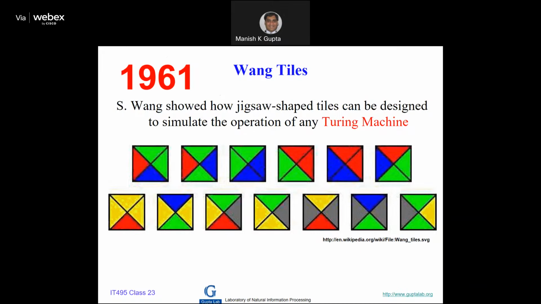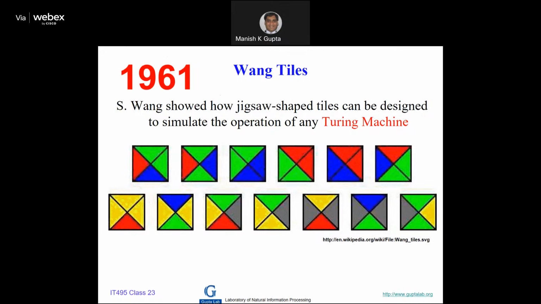Wang has shown that you can actually simulate a Turing machine using this kind of behavior. So basically, it's a full-fledged computer sitting there. You can do any computation with a bunch of tiles. The assumption is that you should not rotate the tiles, because if you rotate them there will be a problem, right? So it has to be in one frame of reference.